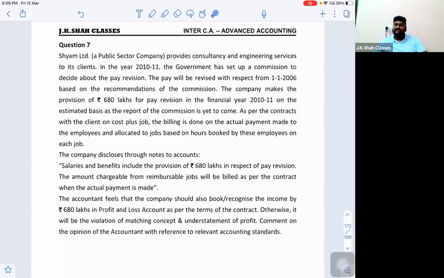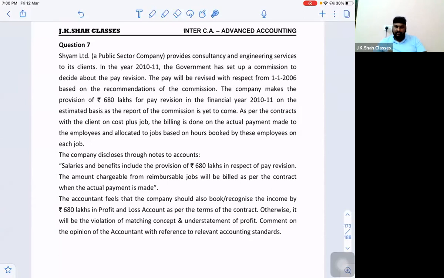No, sir, it is against conservatism because you have not raised a bill yet, and you have not yet paid your employees also. He says that if you don't book this income, it will be a violation of the matching concept and understatement of profit. Means he says that on the debit side, you are putting provision for salary 680 lakh, so on the credit side, you put the revenue also. If you don't put the revenue on the credit side, the matching concept will not be done. And secondly, your profits will be understated.